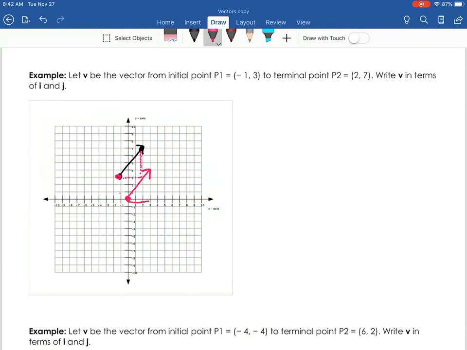So this will be my vector in standard position. Which means I would write it like this, or what the question is asking us to write it in terms of I and J. How would I write it in terms of I and J? 3i plus 4j. Yeah, 3i plus 4j.